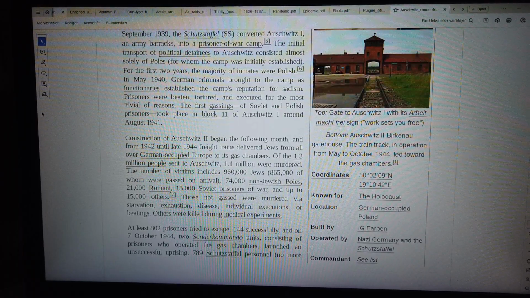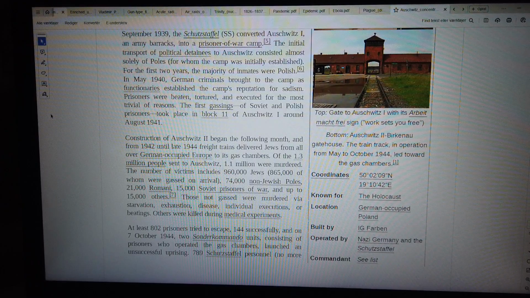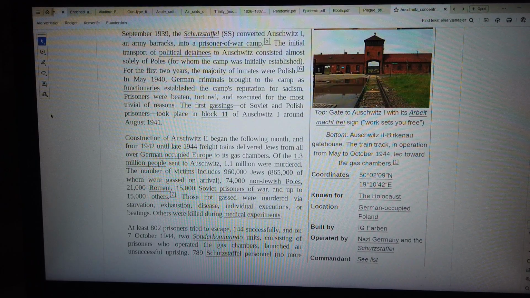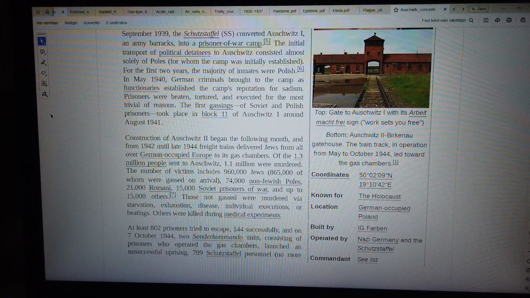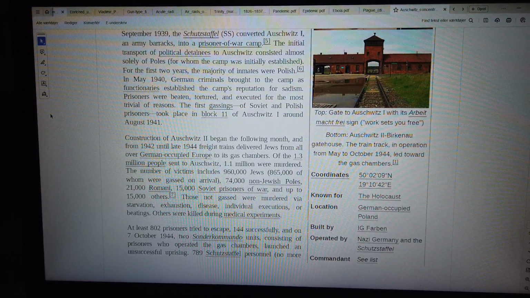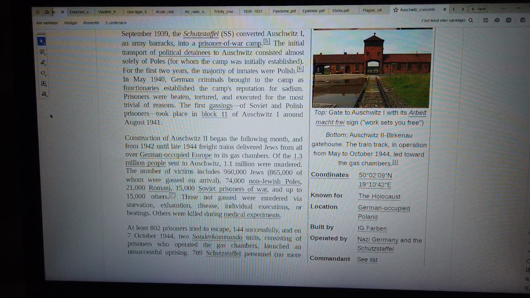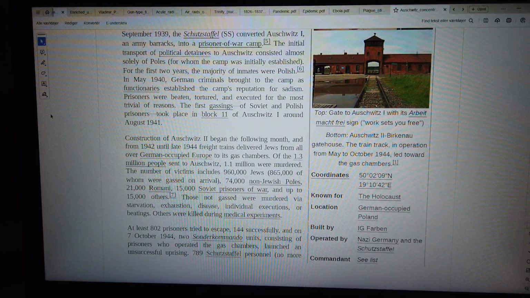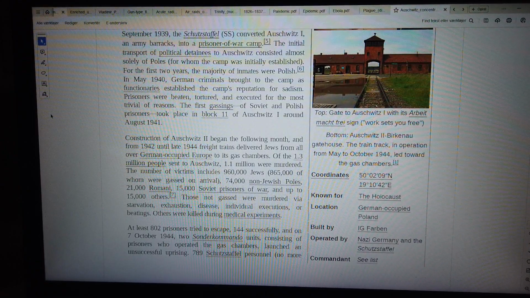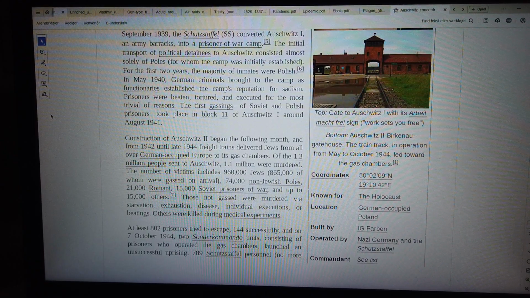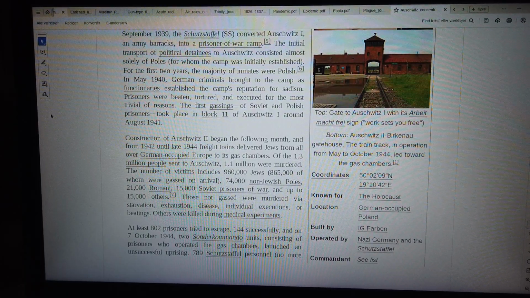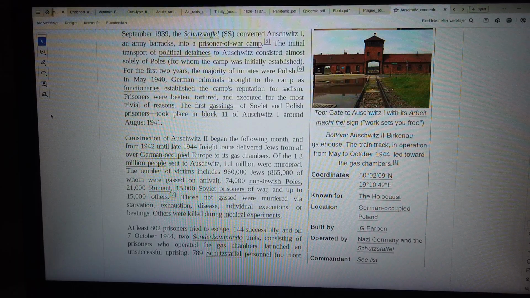Of the 1.3 million people sent to Auschwitz, 1.1 million were murdered. The number of victims includes 960,000 Jews, 865,000 of whom were gassed on arrival, 74,000 non-Jewish Poles, 21,000 Romani, 15,000 Soviet prisoners of war, and up to 15,000 others. Those not gassed were murdered via starvation, exhaustion, disease, individual executions, or beatings.